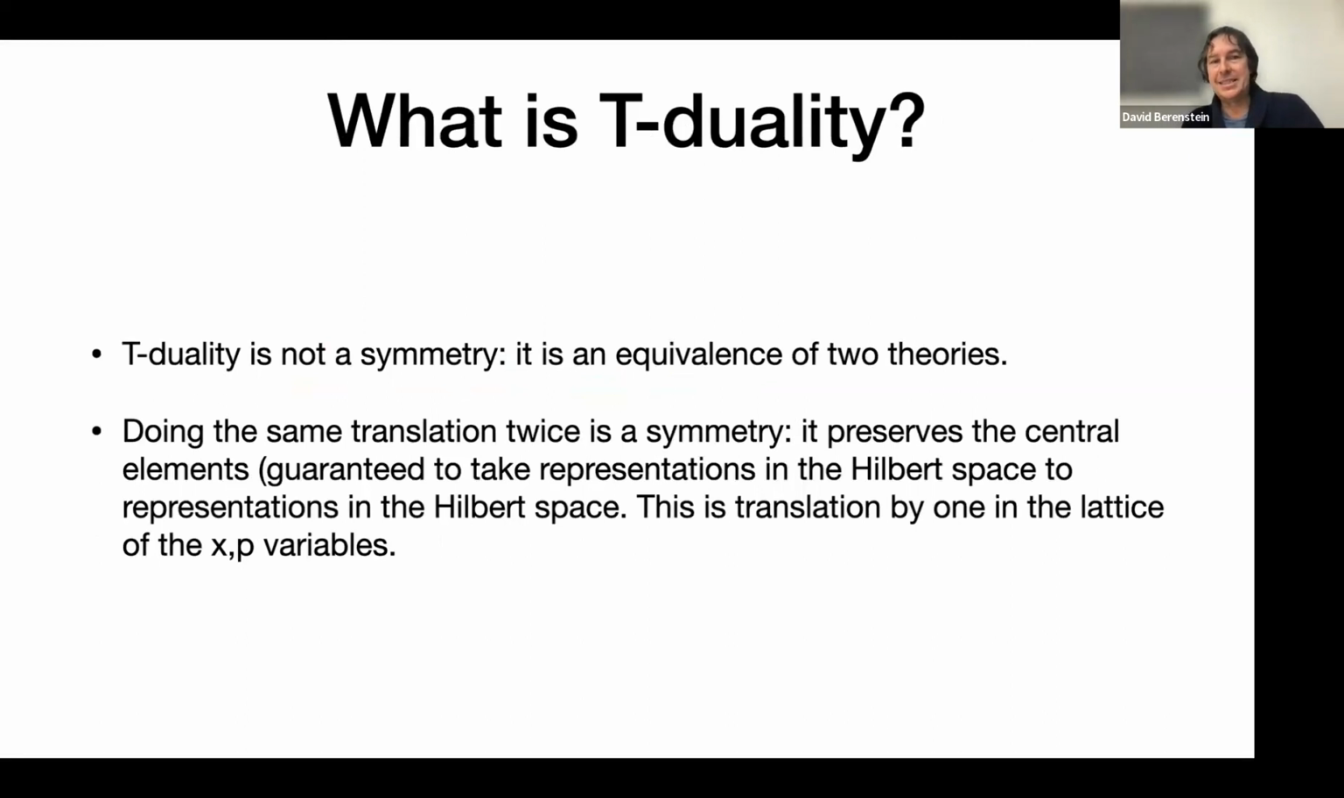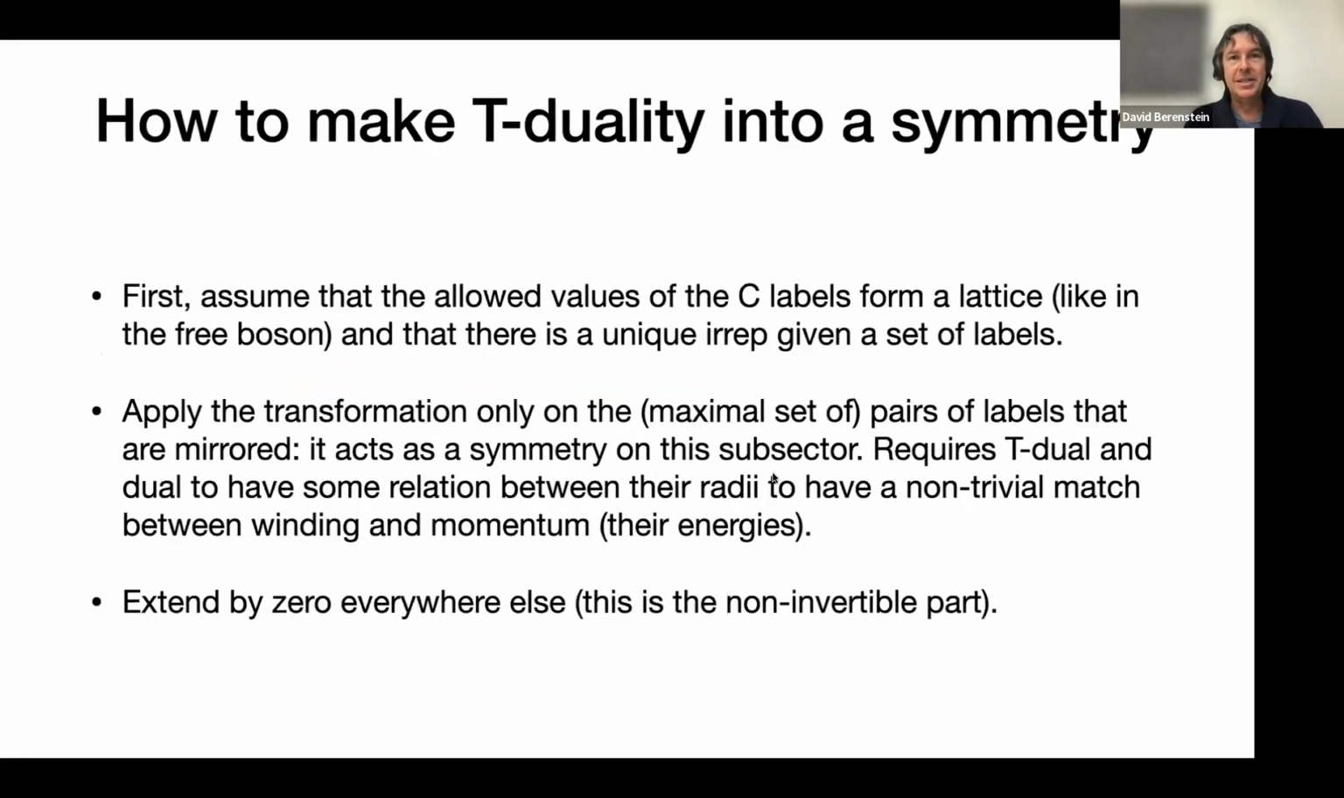But there's something in T-duality, that's not a symmetry, that I need to make into a symmetry. So I need to upgrade or change the notion of what T-duality is. So first, I need to tell you something about what's allowed for C.